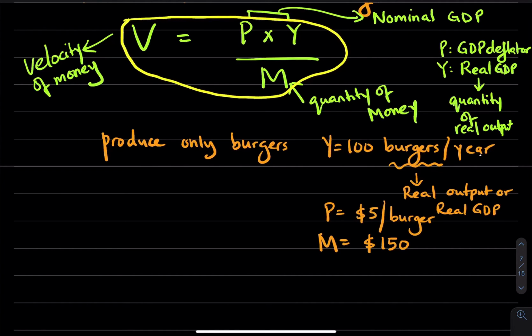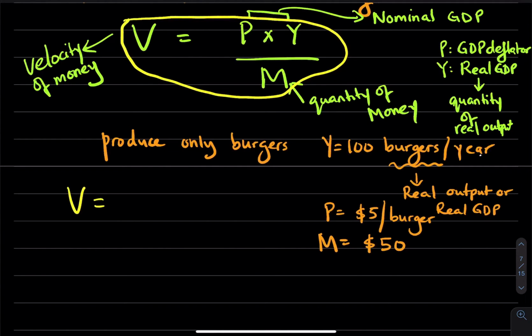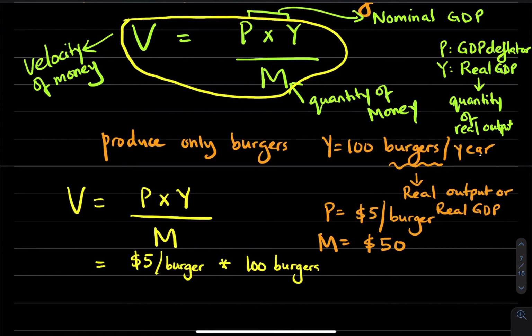Maybe we can take a simpler number here. Let's assume that the quantity of money is fixed at $50. Now we have this formula which says that velocity is given by price times Y divided by M. So we can substitute in these values. P is $5 for that burger, times real GDP, which is 100 burgers per year, divided by money supply, which is $50.